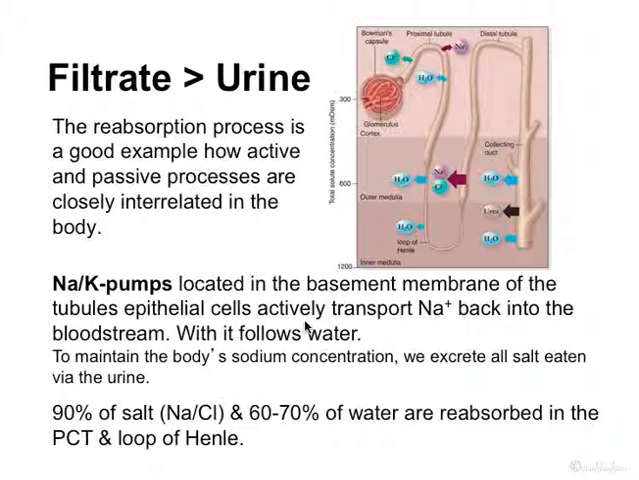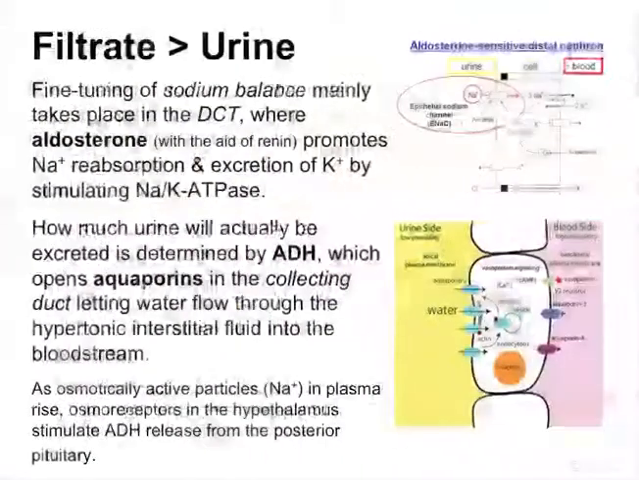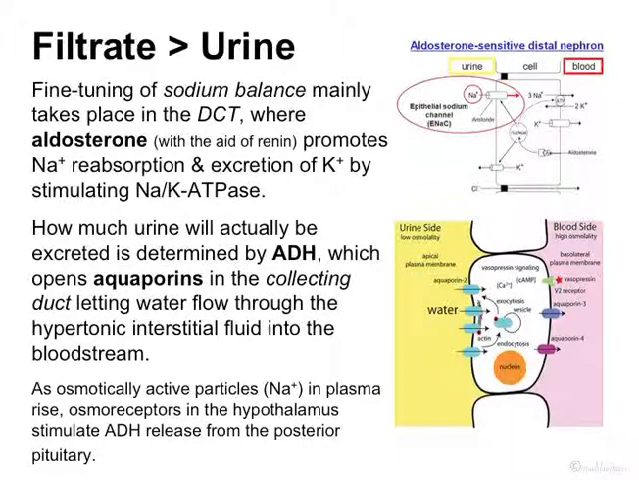Anyhow, 90% of the salt, sodium chloride, and 60-70% of the water are reabsorbed in the proximal convoluted tubules. That's right here, where we see this sodium going out, and in the loop of Henle. That's down here where the loop of Henle is. We concentrate on the sodium, not the other stuff. Then fine-tuning of sodium balance mainly takes place in the distal convoluted tubules, where we have aldosterone, which promotes sodium reabsorption and also potassium excretion and so forth. But we worry about the sodium right here. That's the main one for us right now.